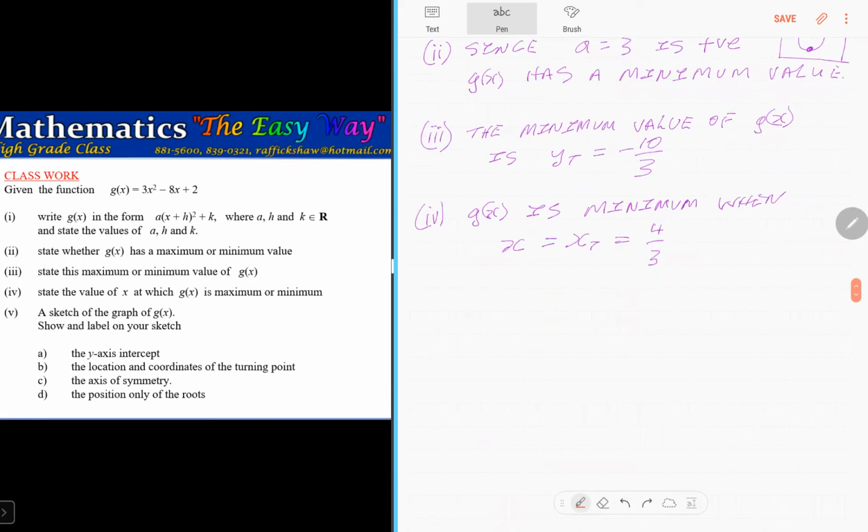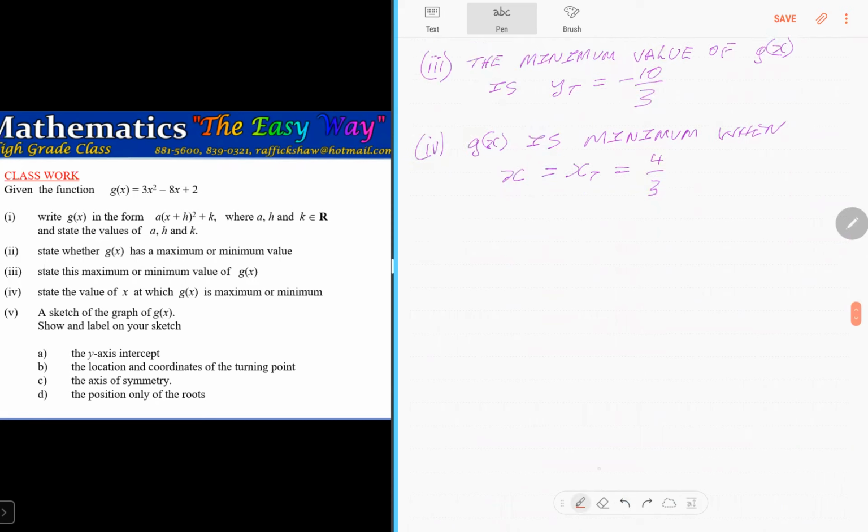Then we come to part 5, which is to sketch the graph. Alright, so part 5 is to sketch the graph. This is the sketch of g of x equals x squared minus 8x plus 2.